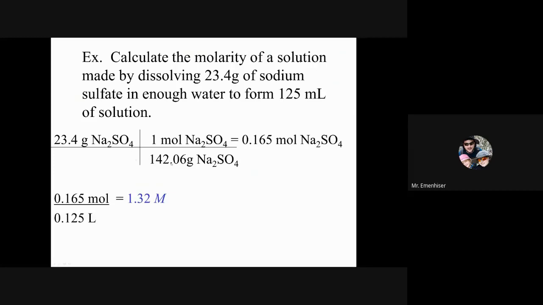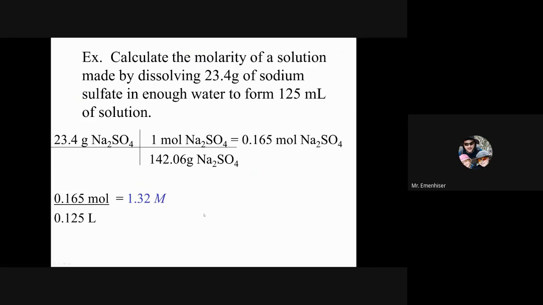All right, the molar mass of this stuff is 142.06. I get that from the periodic table, adding up the mass of 2 sodiums, 1 sulfur, and 4 oxygens. I get 142. I know that 1 mole of that stuff is that much weight. So now I have moles. That's 0.165 moles of the stuff, and then I divide it by liters. And it might be easier to do it all in one step with dimensional analysis. You can totally do it this way. You can take the mass divided by molar mass and get moles, and then divide by volume in liters. Remember to put it in liters, and then you get the molarity. So this is 1.32 molar, or 1.32 moles in every 1 liter.